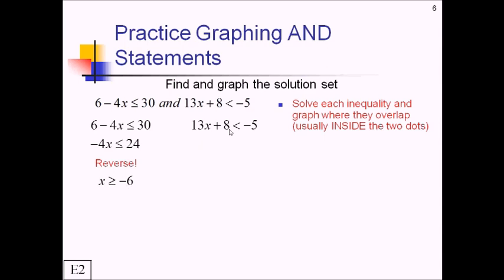Over here on the right, we can subtract that 8 for negative 13. Dividing by 13 gives us x less than negative 1. So let's go ahead and graph these.